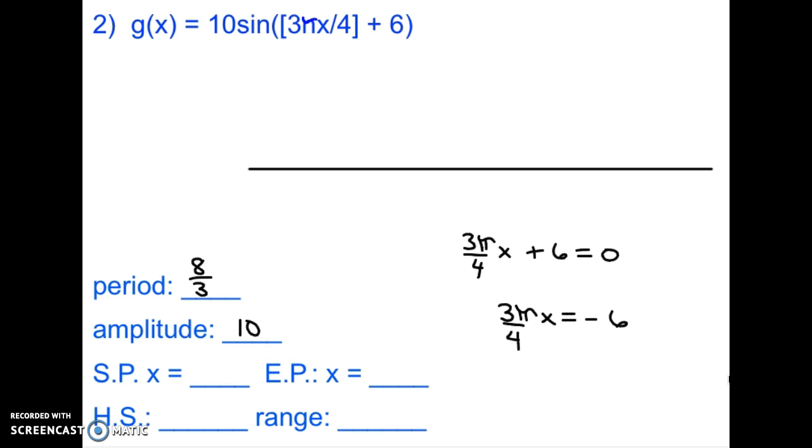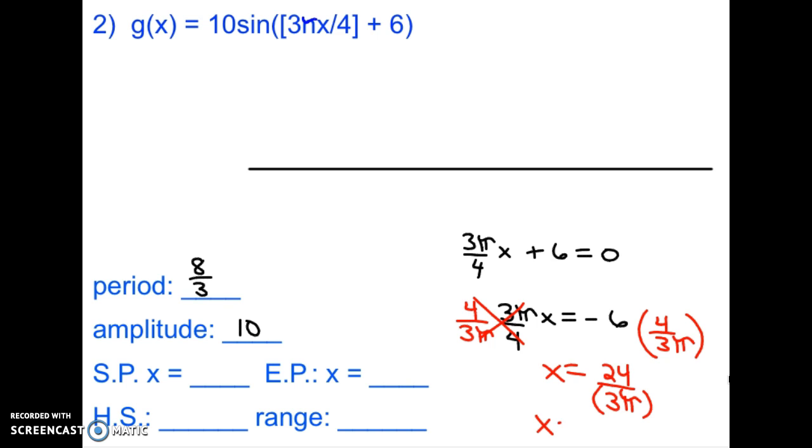If I multiply both sides by the reciprocal of that, okay, that cancels. You end up getting -24 over 3 pi. Okay, I am going to now change this to a decimal. If you get pi on the bottom, I said it's okay to change to a decimal. So make sure you type it in with parentheses on the bottom. Okay, and let's figure out what that is. I believe it is -2.55, if you round to the nearest hundredth.